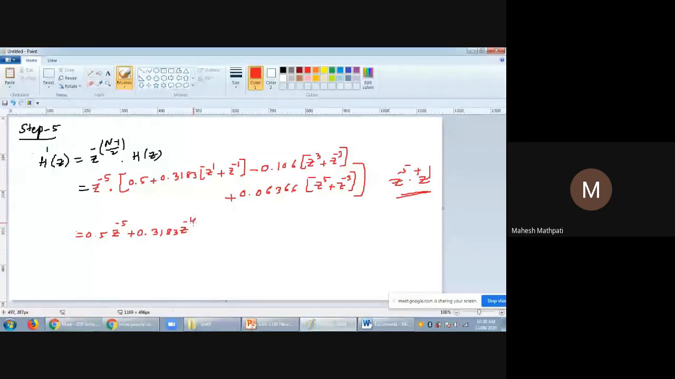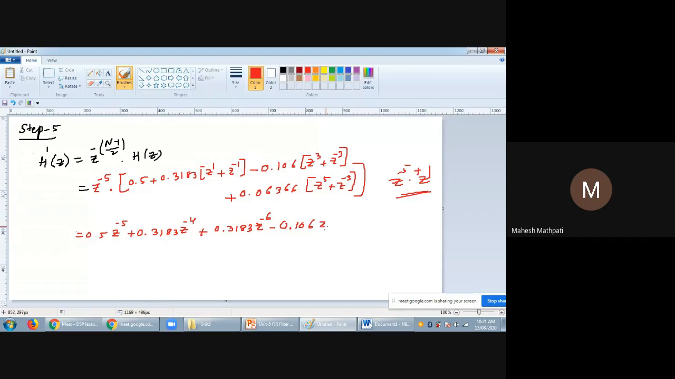Understood? Plus the next, 0.3183 into z to the power minus 5 into z to the power minus 1. What is the z value? z raised to minus 6. Then minus 0.106, what will it be here? z raised to minus 5 multiplied with z raised to 3, z raised to minus 2.